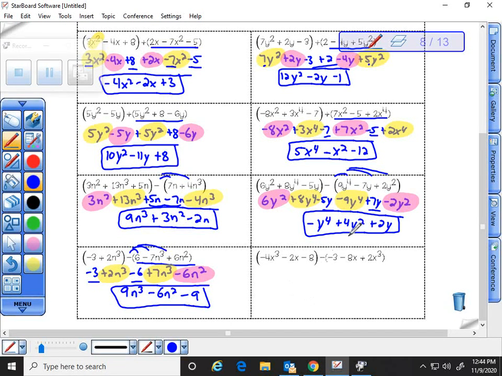Alright, last one on this page, change all the signs in front there. So negative 4x to the 3rd minus 2x minus 8. And then we have a plus 3, a plus 8x, and a minus 2x cubed.